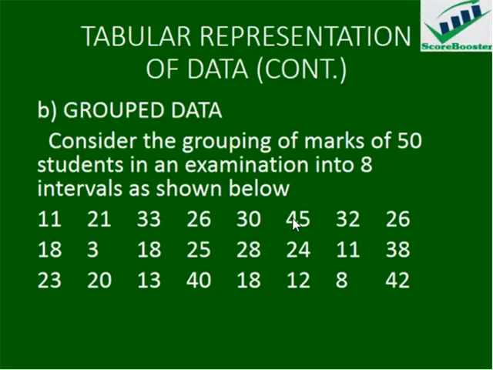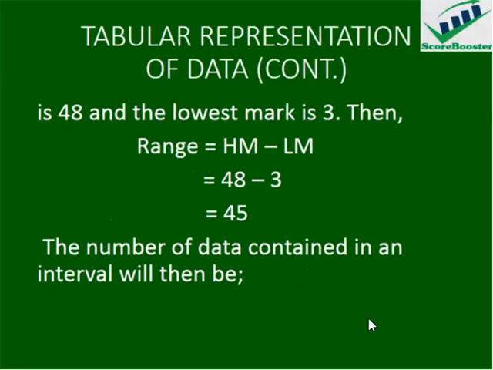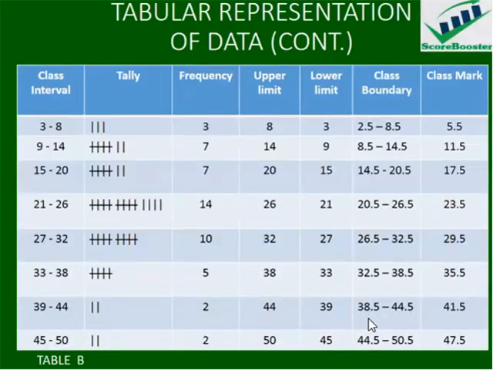So let's count that. 1, 9, 10, 11, 12, 13, 14. So we have 2, 3, 4, 5, 6, 7, and that is all. So the marks in the range 9 to 14 is 7, and that is what we have here.